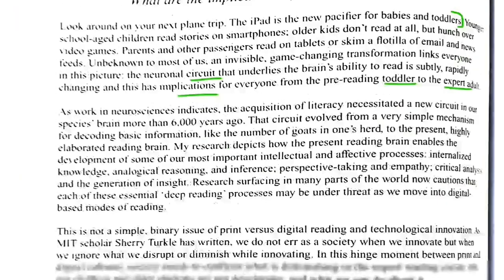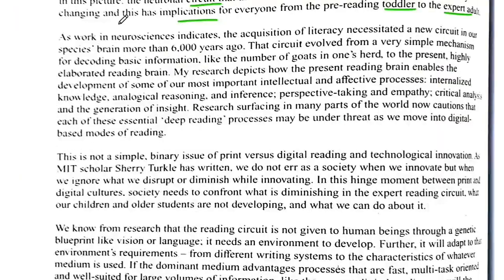Now we'll be moving to the next paragraph. As work in neurosciences indicates, the acquisition of literacy necessitated a new circuit in our species, trained more than 6,000 years ago.